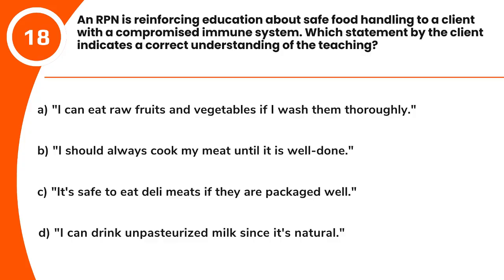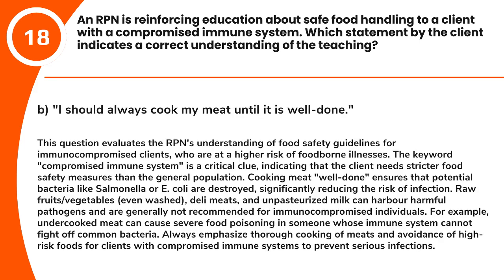Question 18. An RPN is reinforcing education about safe food handling to a client with a compromised immune system. Which statement by the client indicates a correct understanding of the teaching? A. I can eat raw fruits and vegetables if I wash them thoroughly. B. I should always cook my meat until it is well done. C. It's safe to eat deli meats if they are packaged well. D. I can drink unpasteurized milk since it's natural. Answer: B. I should always cook my meat until it is well done.